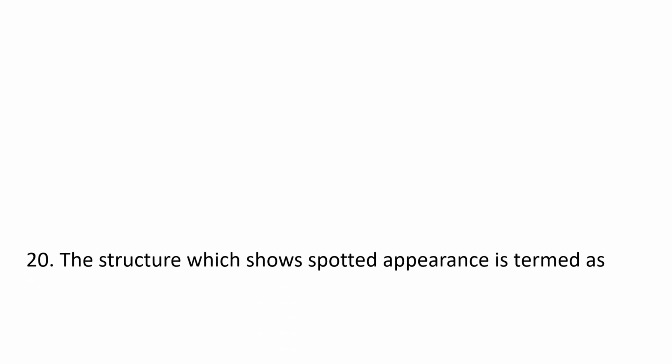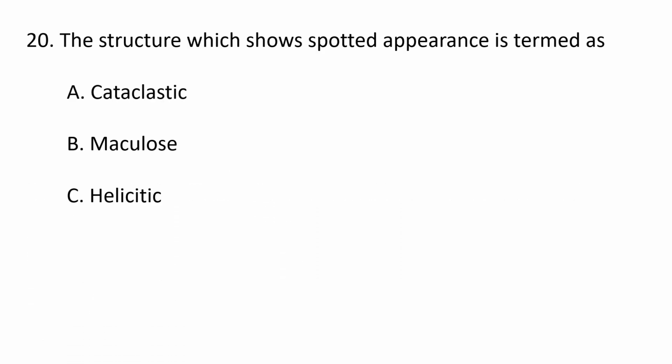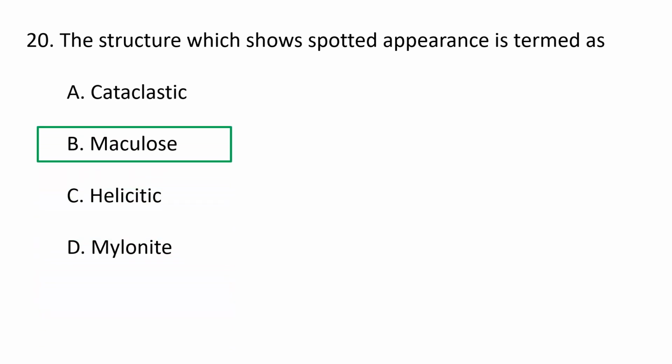Next question. The structure which shows spotted appearance is termed as: A. Cataclastic, B. Maculose, C. Helicitic, and D. Mylonite. So the correct answer is B.